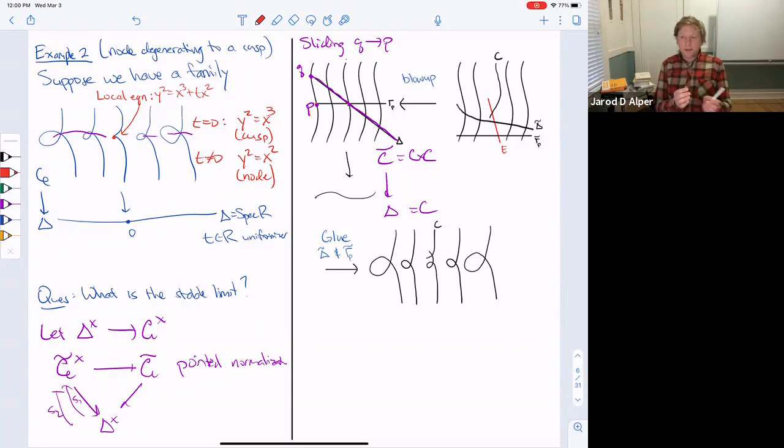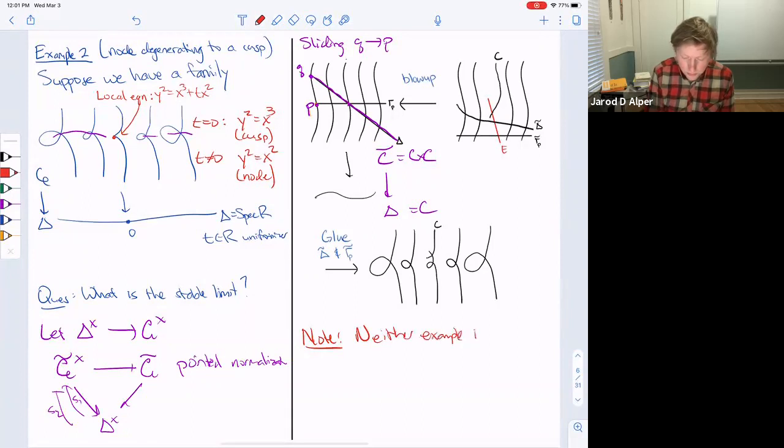I think these are some of the simplest examples of stable reduction. But note that actually in both of these cases, neither example is generically smooth. Or at least this example is not generically smooth.